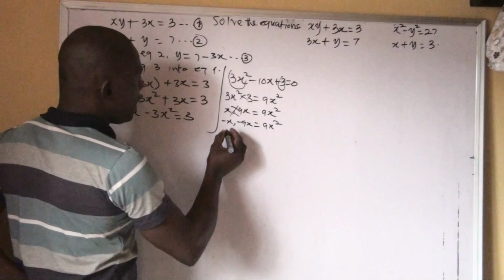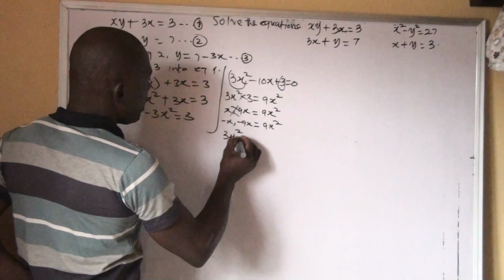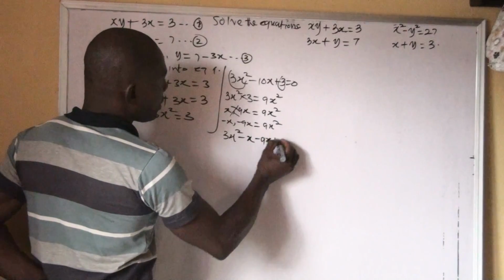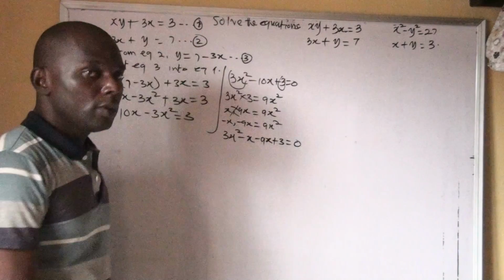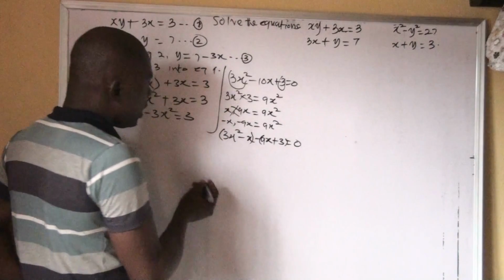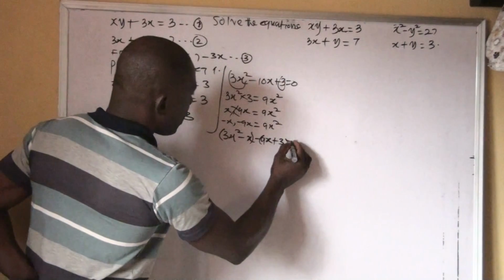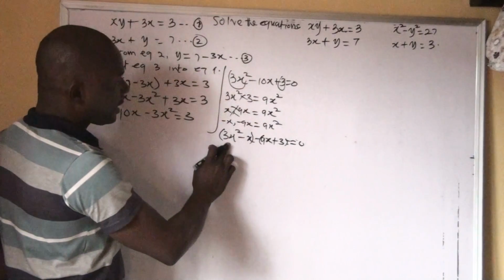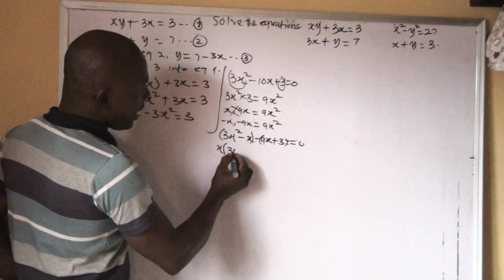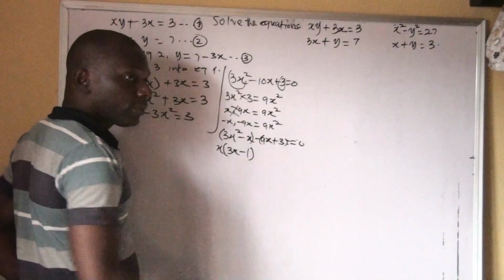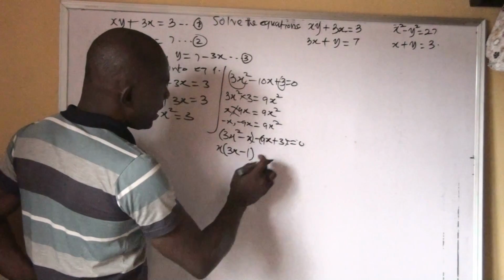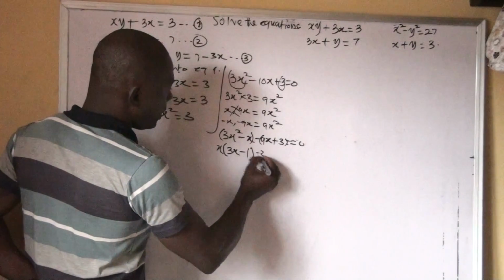That's the middle term. So here we have 3x squared minus x minus 9x plus 3 equals 0. Having done this, we group them in twos. Then we look for the common factor. The common factor in this bracket is x. So we factor out x, and we are left with 3x minus 1. Here we have minus 9x plus 3. The common factor here is minus 3.